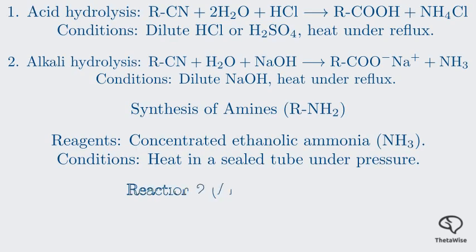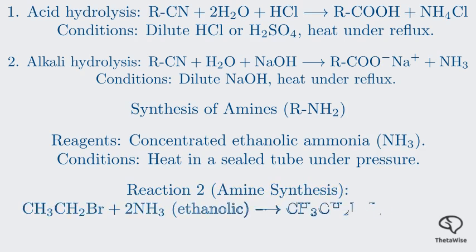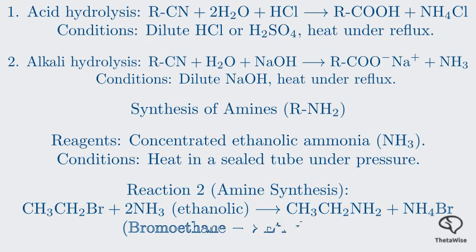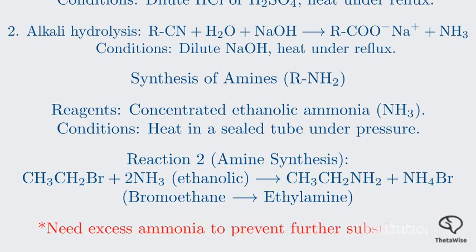The mechanism is nucleophilic substitution. Ammonia, NH3, acts as a nucleophile, using its lone pair to attack the Cδ+ atom. This reaction forms two products, a primary amine and an ammonium salt. For example, bromoethane reacts with ammonia to give ethylamine and ammonium bromide.